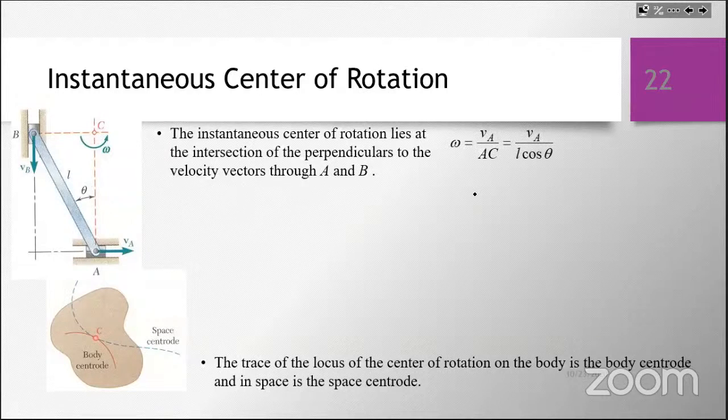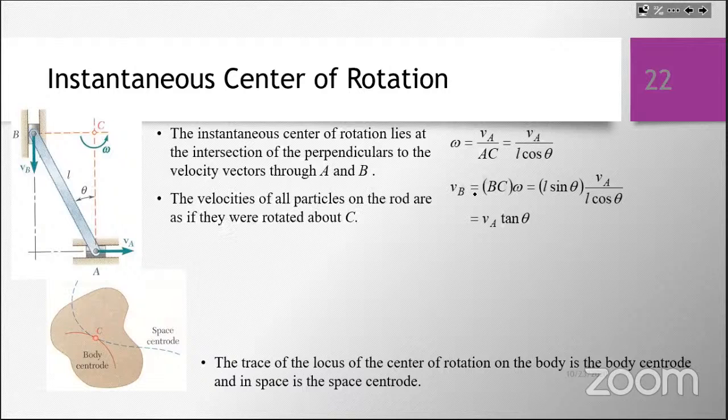Omega is equal to VA over AC. VB is equal to BC times omega. The velocities of all the particles on the rod are as if they were rotated about that point. The particle at the center of rotation has 0 velocity. So if you're standing here, this point at that instant in time is a stationary point. And so in this snapshot, at this instant, if I'm standing on C, C will not move, but everything's moving around C. Okay?